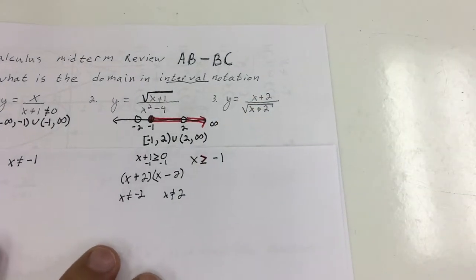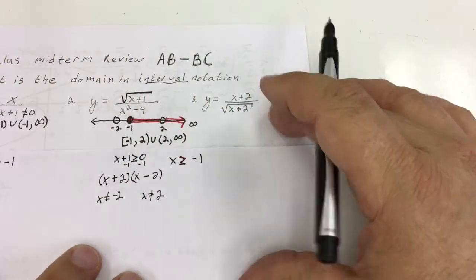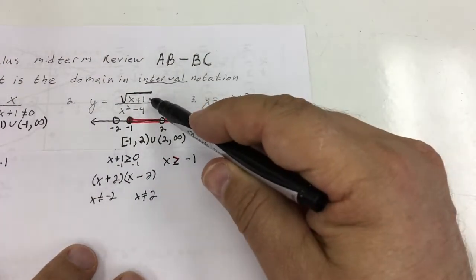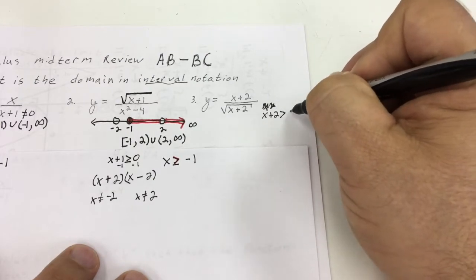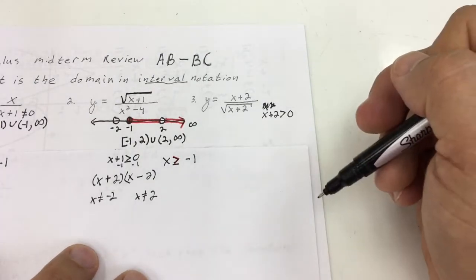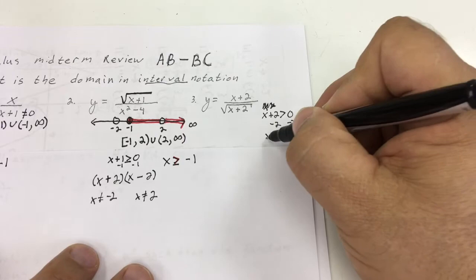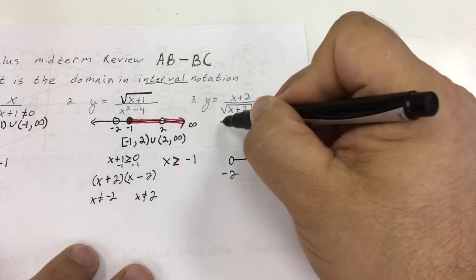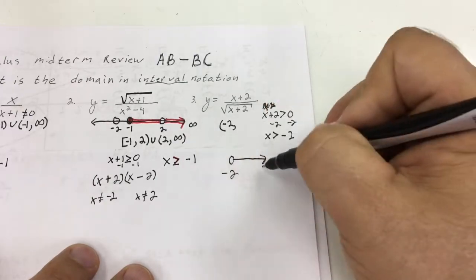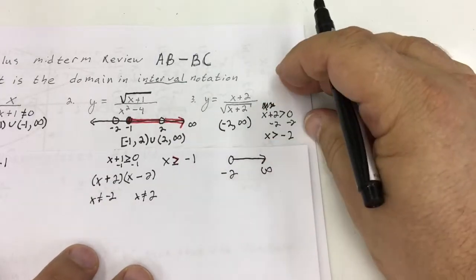For number 3, kind of the same idea with the radical, but I'm not allowed to have 0 on the bottom. So this kind of goes against what I just said for number 2. Set what's underneath the radical greater than 0. In this case, x plus 2 is greater than 0, because if I have 0 on the bottom, it does not exist. Subtract 2 from both sides, that's going to give me x is greater than negative 2. Now that on the number line is going to look like this. So it's going to be a parenthesis in interval notation, starting at negative 2, going on forever, up into positive infinity.